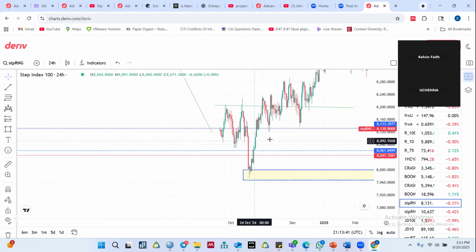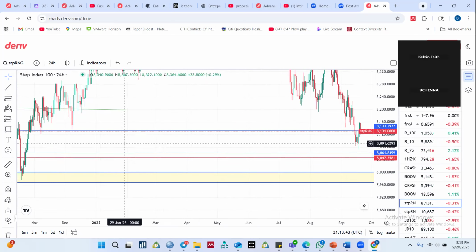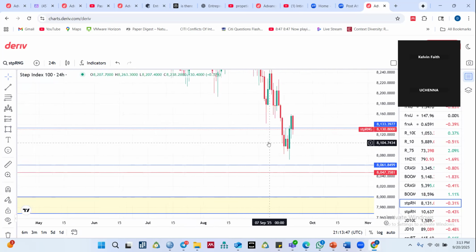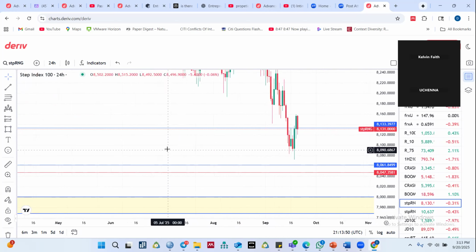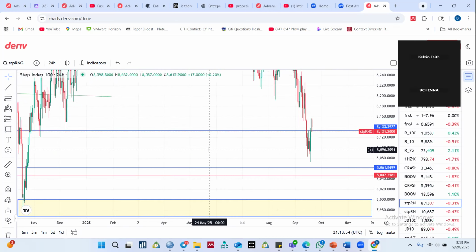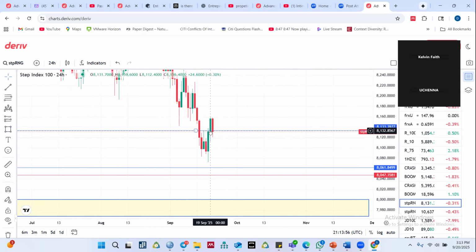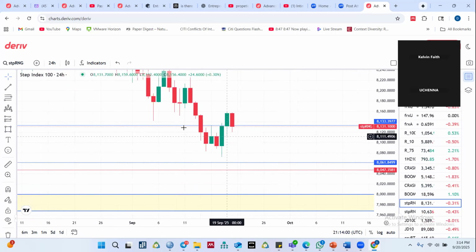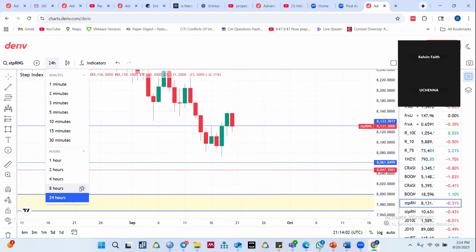So now we have the blue line and then the red line, and we have another blue line up here. So if price is above the blue line, it will buy. If it's below it, it will sell. Now, let's go to the 8 hours.